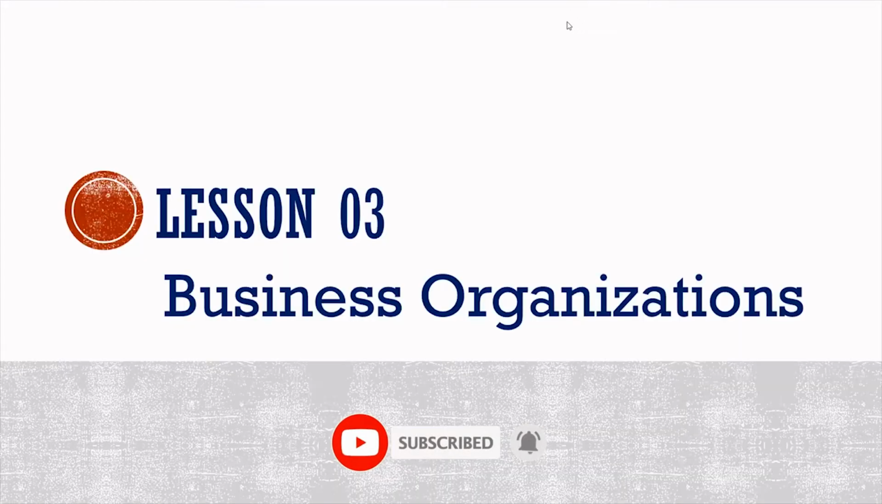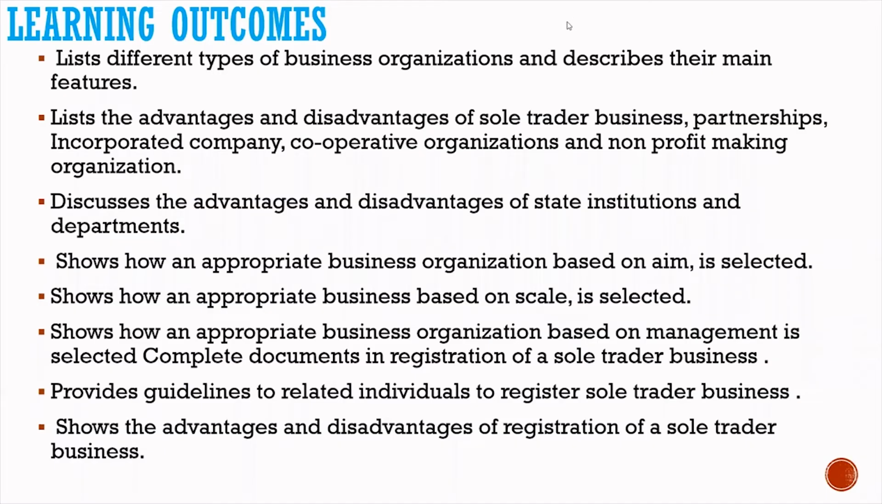Let's go to our lesson number 3, the business organizations. So what is this lesson about? Let's see the learning outcomes. You should be able to list out different types of business organizations and describe their main features. Write about the advantages and disadvantages of those organizations.